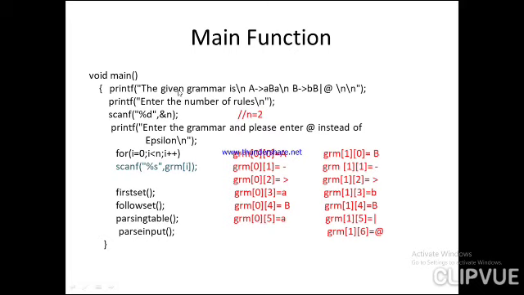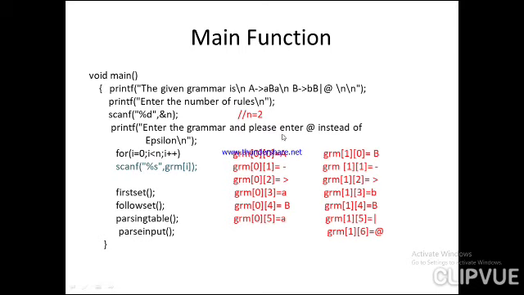In the main program, what we are doing is printing the grammar: A determines ABA, B determines BB and epsilon. The same grammar we are printing. Enter the number of rules. The number of rules is nothing but how many productions you have. So the number of rules entered here is 2, because you have a production for A and a production for B. Rules are nothing but how many non-terminals you have, because only for non-terminals we will have productions. So the value of n is 2.